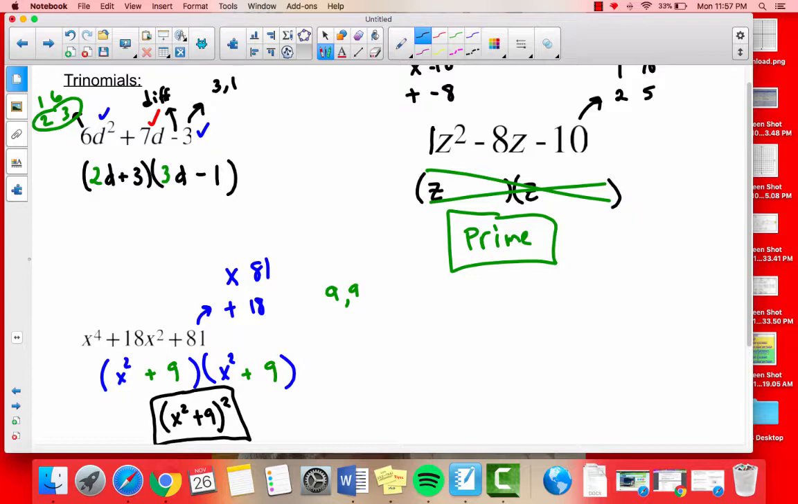And that's it for our trinomials. Obviously, the examples are all going to be very different because they're going to have different numbers. So if you have any questions about how to factor using this method, let me know.